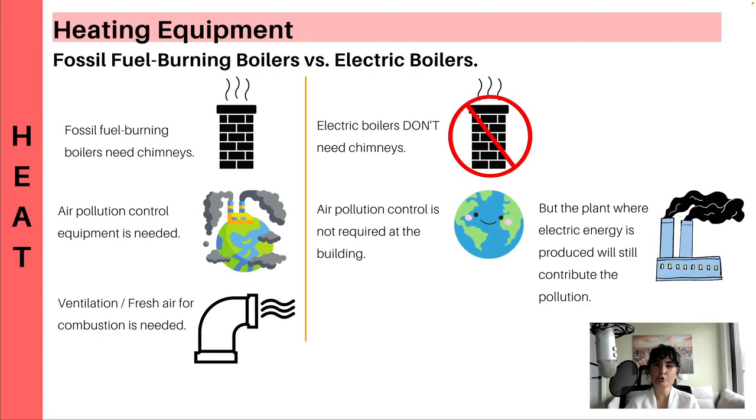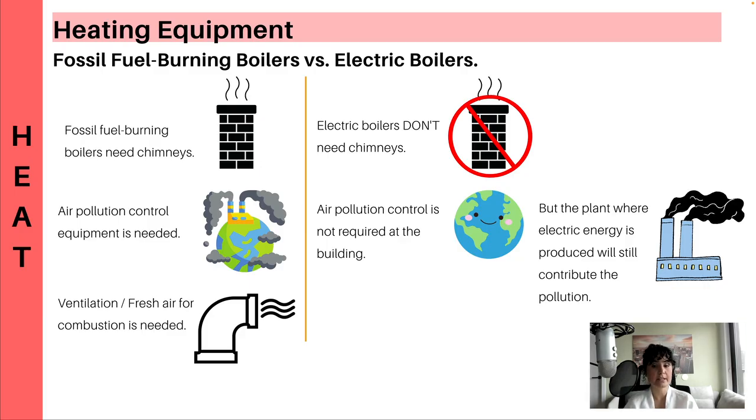So there are also two different energy types: fossil fuel burning boilers versus electrical boilers. If you're going to specify a fossil fuel burning boiler, you need a chimney because you need to vent that out. Air pollution control equipment is going to be needed, and ventilation or fresh air for combustion is needed. So you need a chimney. On the contrary, electric boilers do not need a chimney.